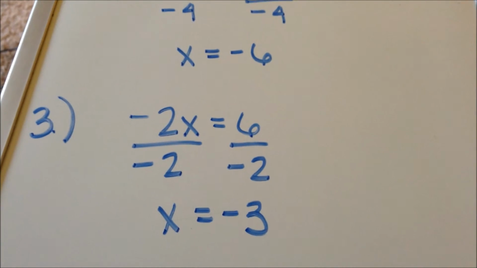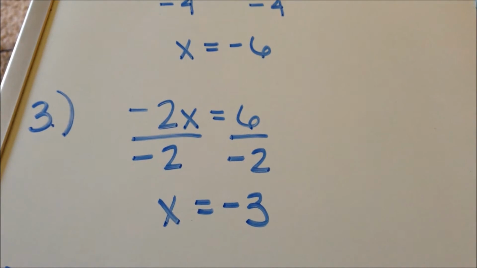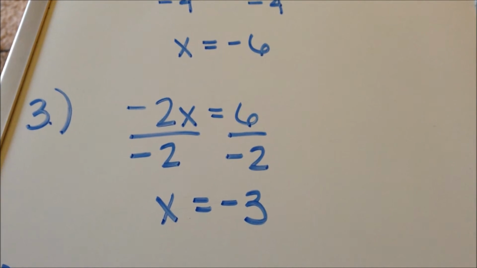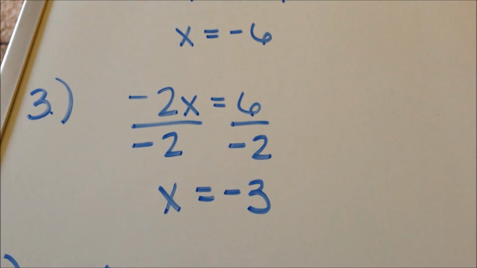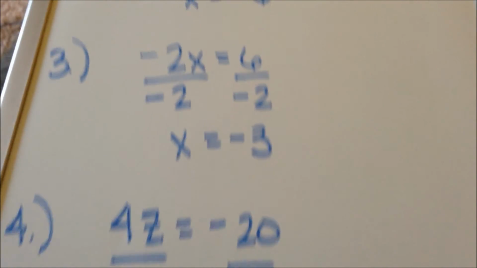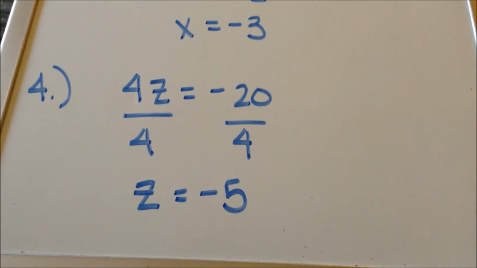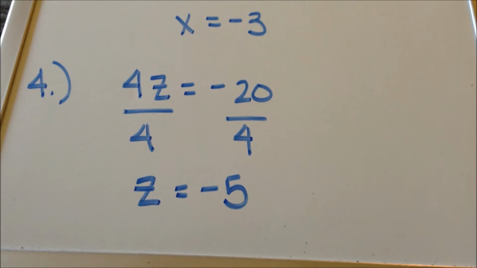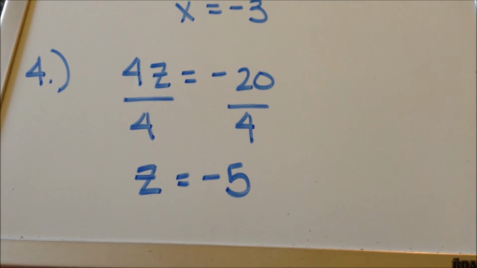Number 3, negative 2x equals 6. Again, negative 2 is attached to x through multiplication, so we have to get rid of it by dividing. Divide both sides of the equation by negative 2, and we end up with x equals negative 3. Number 4, 4z equals negative 20. To get the z by itself, divide both sides by 4, so we end up with z equals negative 5.